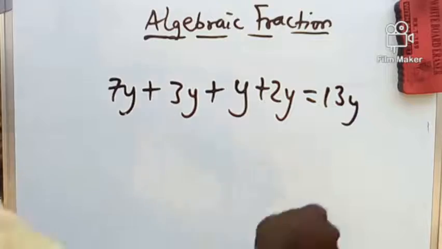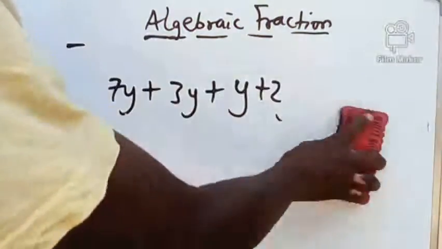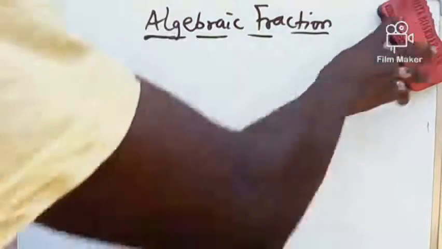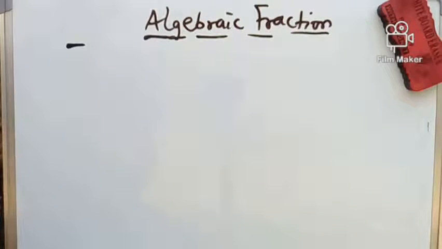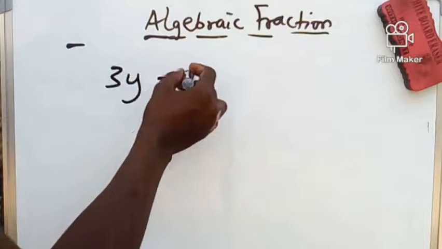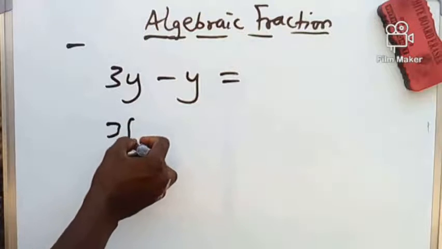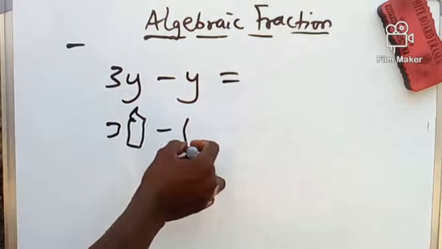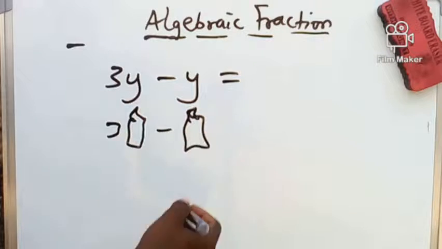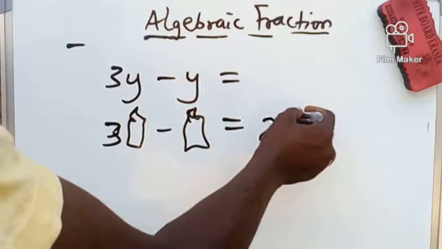So let's move over to subtraction operation. The same thing applies in subtraction. Only similar variables can be subtracted. Unsimilar variables are better left alone. Example, let's say we have 3y minus y. Just like saying 3 bottles minus a bottle. If you have 3 bottles and you remove 1 bottle from it, how many bottles do you have left? You probably have 2 bottles left.